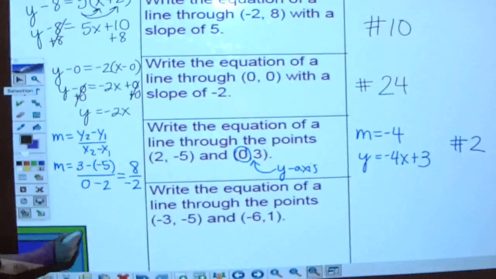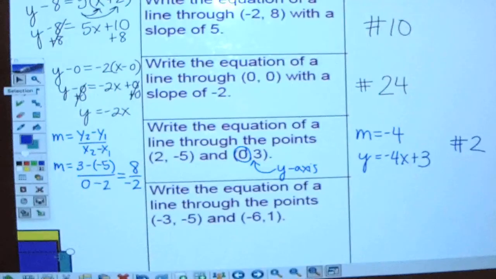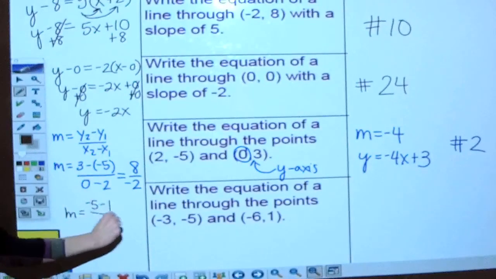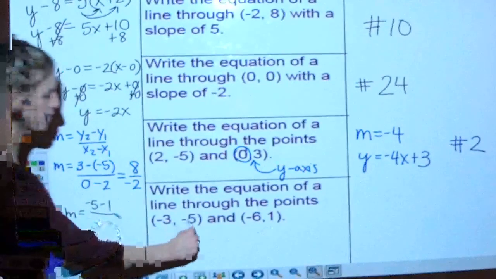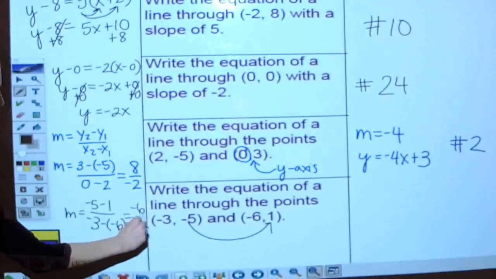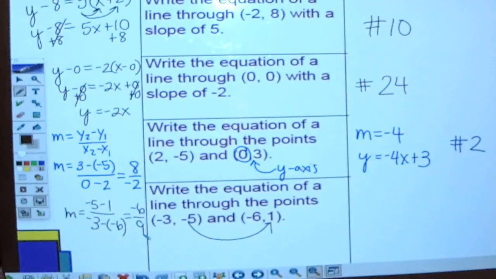So same type of thing, but on this one, we do not know what the y-intercept is, so we have to find the slope. We have to put it in point slope, and we have to change it to slope-intercept. Okay, I'll do this one with you. Someone tell me what the numerator would be of your slope. Negative 5 minus 1, negative 5 plus 6. So we get negative 6 over positive 9.